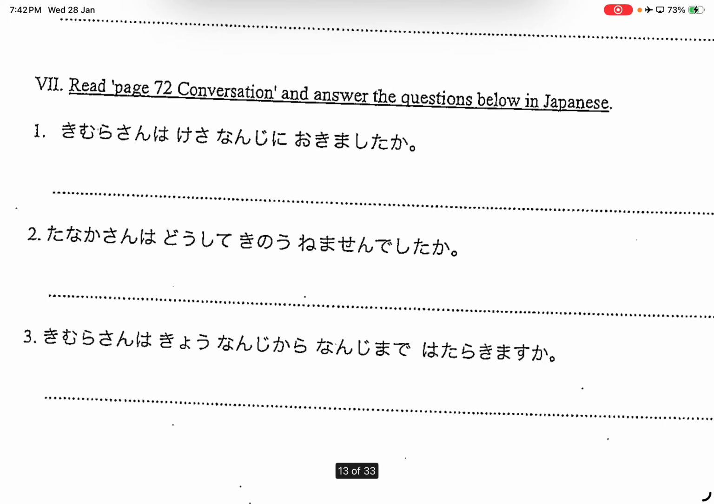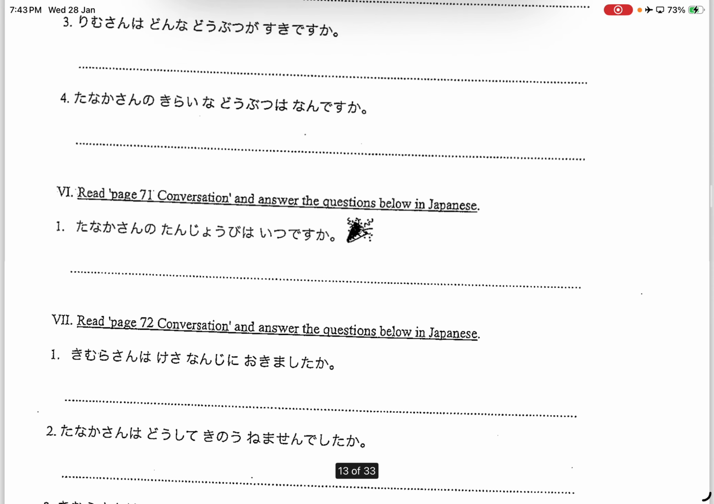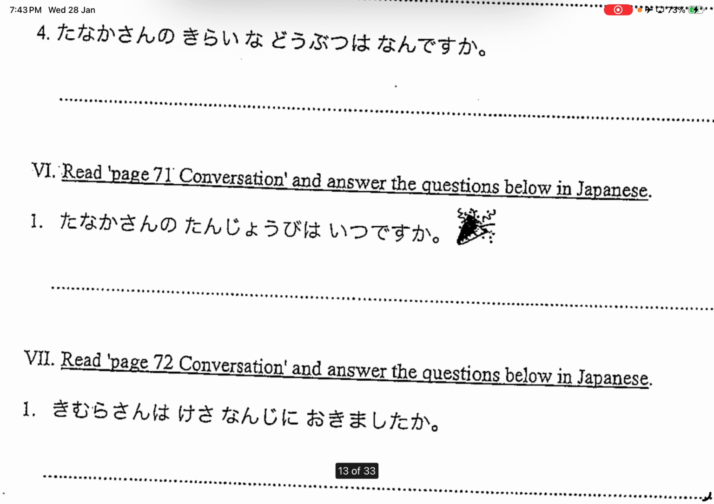This is lesson 6 conversation. It is the one about he wake up, he study for the whole night, right? Oh sorry, 71 conversation. We have one more question first. So this is about the birthday one. Okay. So Tanaka-san no 誕生日はいつですか? 8月9日 ここは9日です。9日. Thank you. How do we know?